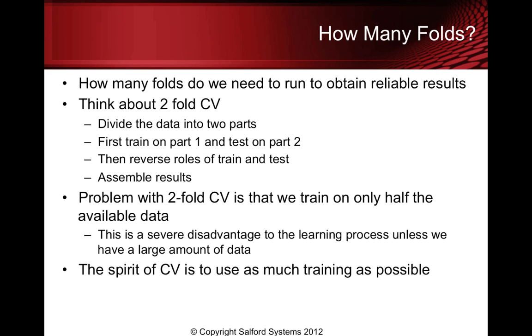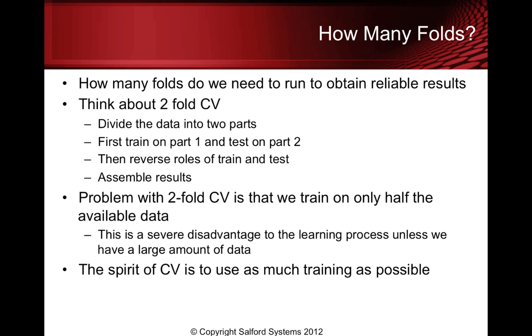and then you finally assemble results. The problem with 2-fold cross-validation is that when we train for the purpose of testing, we're only using half the available data. So the models that actually get tested, the cross-validation models, are nowhere near as good as models that would be built on much larger fractions of the data. So this is a severe disadvantage to the learning process, and what it usually means is that 2-fold cross-validation and similar smaller numbers, 3, 4, 5, tend to be pessimistic. That is, they tend to suggest that your model is not as good as it really is.